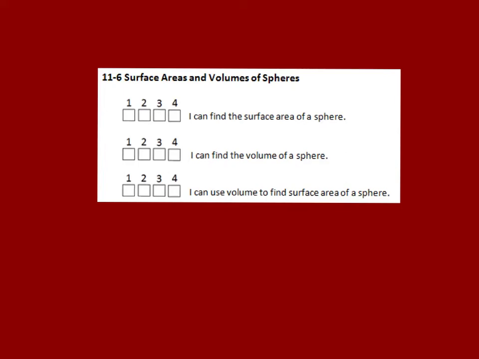Hey GeoCrew, in this video we're going to talk about surface areas and volumes of spheres. So we're going to find the surface area of a sphere, we're going to find the volume of a sphere, and we're going to use the volume to find the surface area of a sphere.